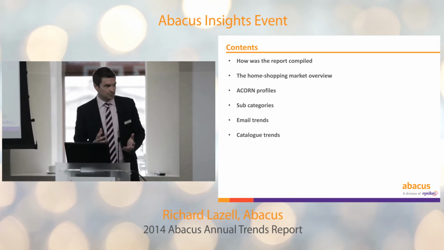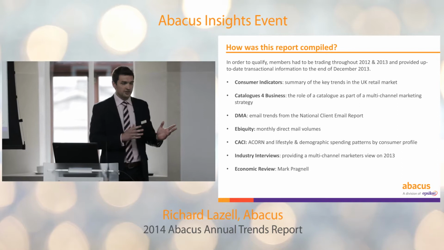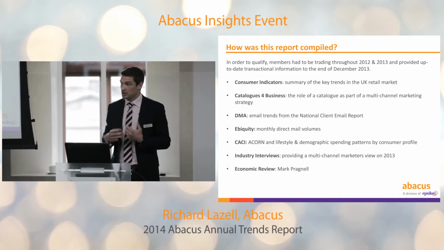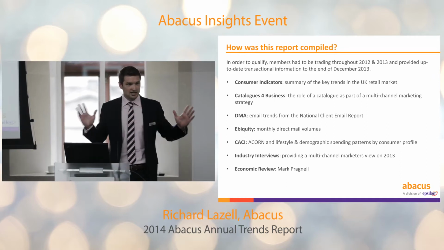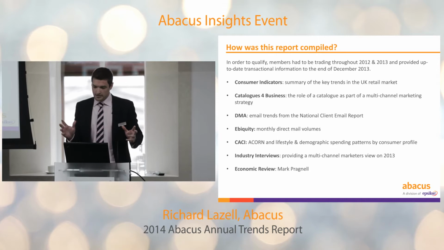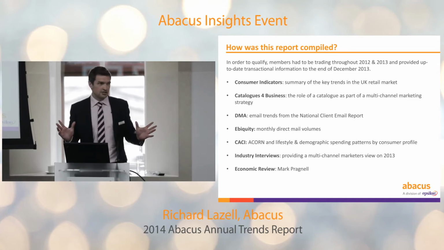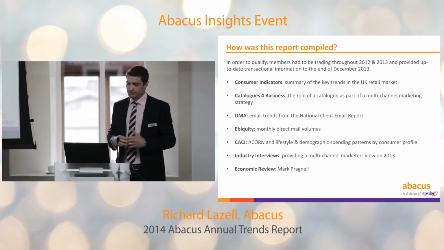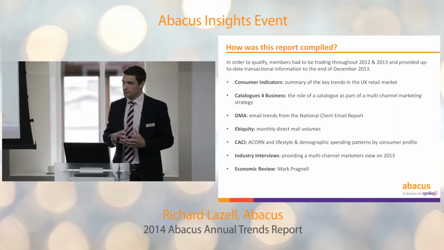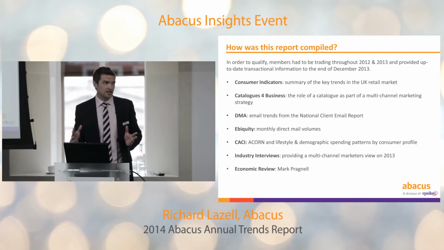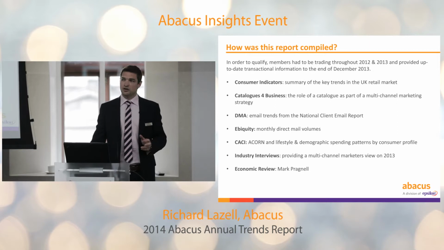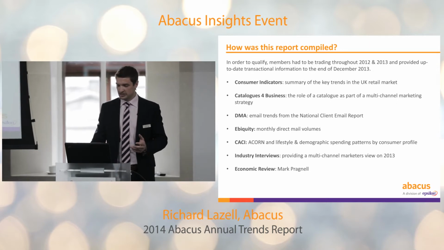So first off, how was the report compiled? As Lara mentioned, we have over 500 brands that contribute data into the Abacus Alliance. And then we look at the transactional activity across all of those brands. But what we want to make sure is that we've got a full coverage over the report period to be able to analyse the transactional trends for the consumers. So really, to qualify for the report, the brands that are in the Annual Trends Report were actively trading throughout 2012 and 2013, and provided a full update.